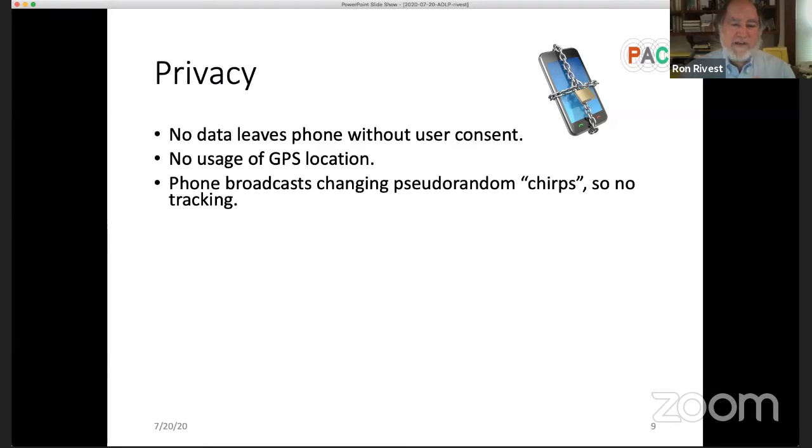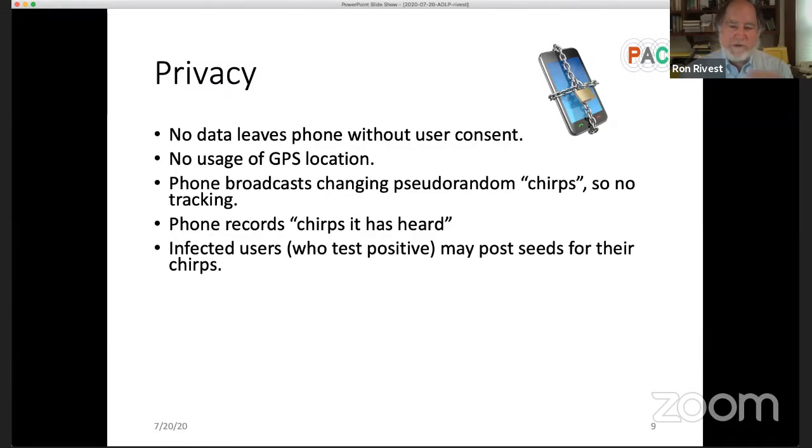The phone broadcasts these changing pseudo-random chirps, so there's no tracking just by listening to the chirps. And the phone records chirps that are heard, as we talked about, and then you get seeds posted for the chirps that were broadcast by the infected person. So that's again a point of discretion. The user may decide they don't want to be compliant. They tested positive, but they don't want to be a good citizen. They don't want to notify anybody they may have been near. Maybe they were near people that they don't want to reveal or something like that. Or, it's not even that, because it's the chirps, right? But they may feel that they're revealing the people that they were near.